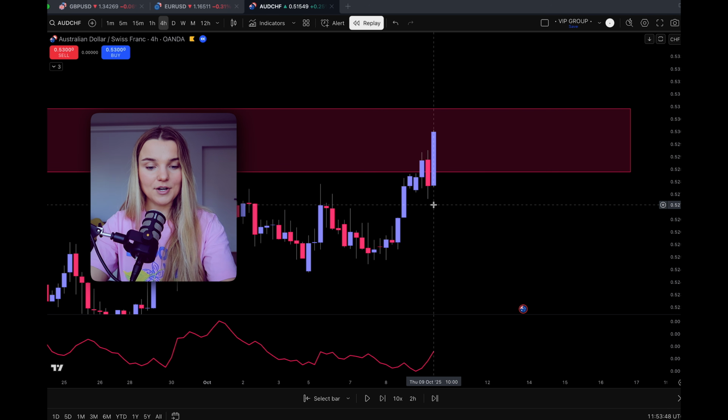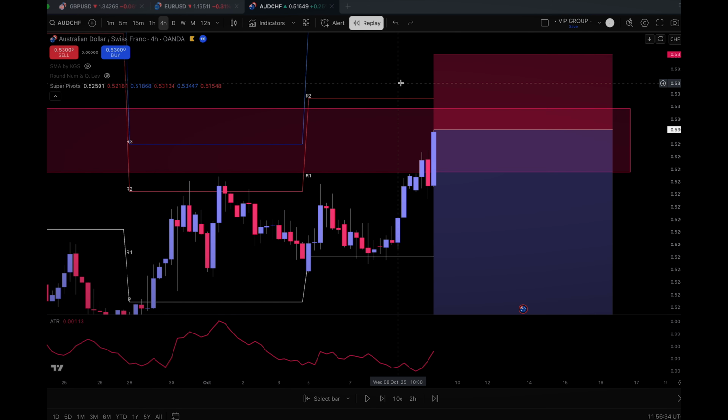to the 4-hour time frame to find exactly where to enter the trade, and this is where the two indicators become very important. So first, the weekly pivot point was found on the 4-hour time frame, which is this red line.